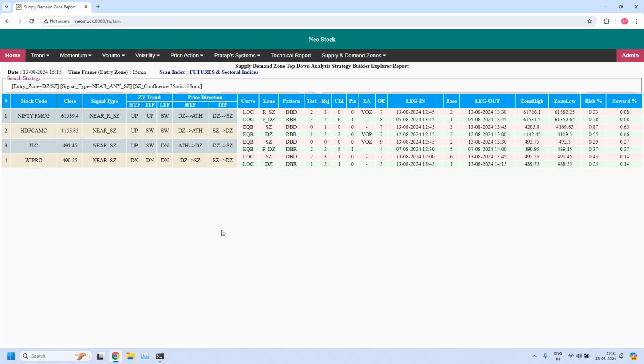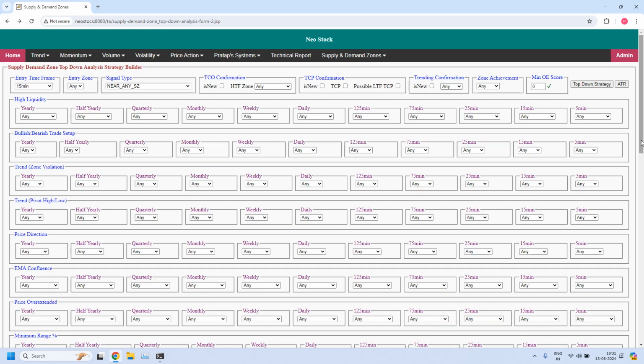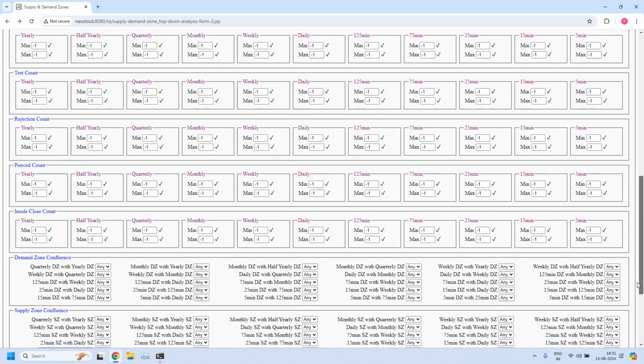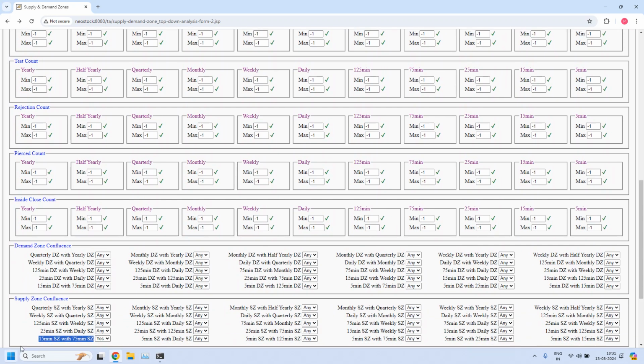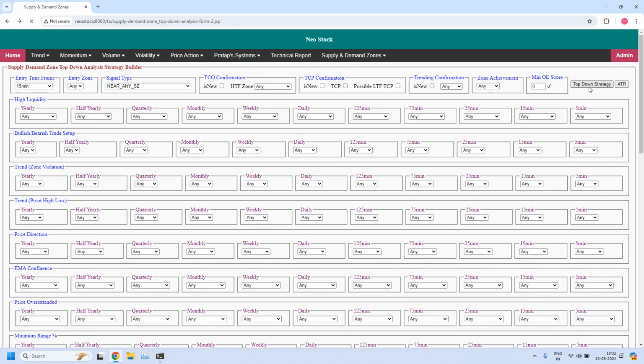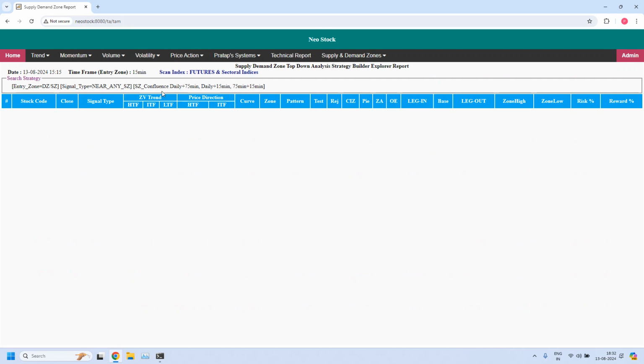Okay, out of these 4, how many are having confluence with even HTF time frame, that is a daily time frame? Let us check. Already 15 minutes supply zone with 75 is enabled. So next 15 minutes supply zone with daily, that is HTF time frame, we are enabling, and also ITF and HTF confluence also we are enabling with all the 3, LTF, HTF and ITF. So none of these stocks are having supply zone confluence.